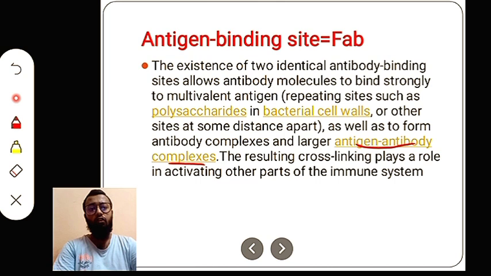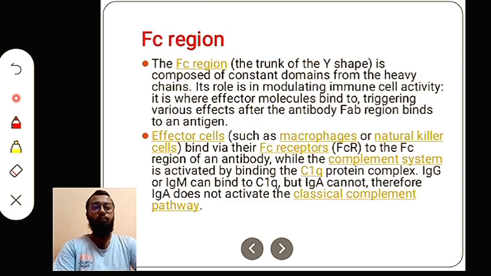So only this part you have to remember, and it will help you clear the basic concept of the antibody. The next is the Fc region, or the crystallizable fragment. This Fc region is the trunk of the Y shape, and it is composed of the constant domain. As I mentioned in the diagram, it is mainly made up of the constant domains of the heavy chain. Remember, students, the Fc region is mainly present on the heavy chains, and it has a role in modulating the immune response, and it is where the effector molecules bind to trigger various effects of the antibody.